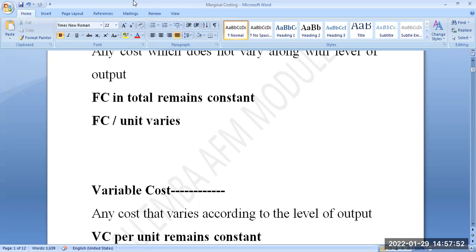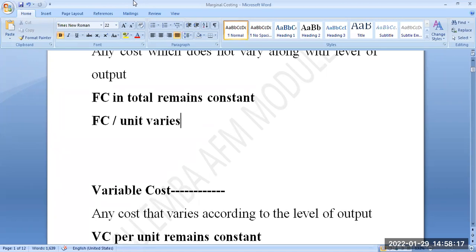Only 10 students are attending, yes? 100 rupees. 100 rupees. So now you can see a pattern in this. Fixed cost in total remains constant. The teacher gets 1000 rupees, even if one student is attending, or even if no student is attending. If the teacher is appointed on a regular basis, he will be getting the salary. Okay, that is fixed cost.